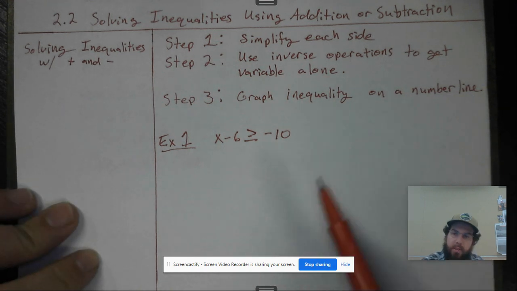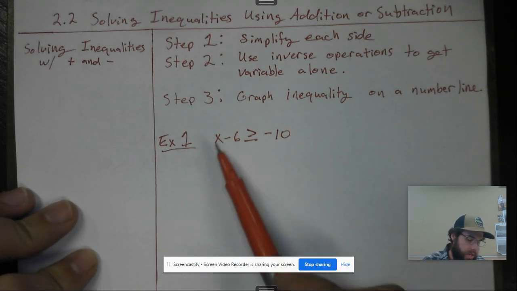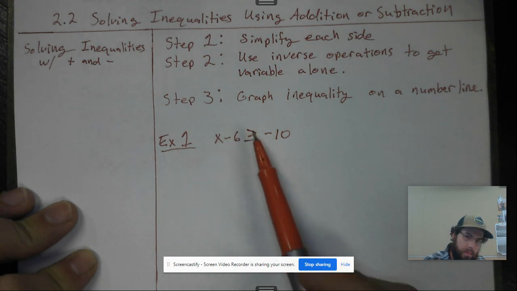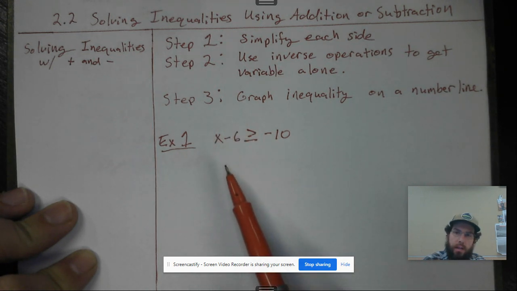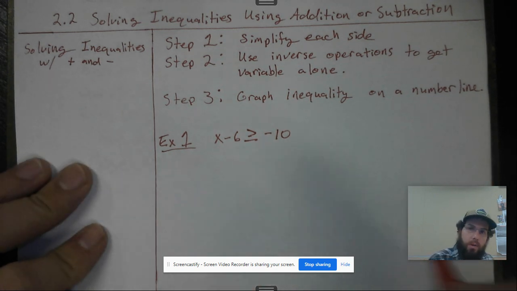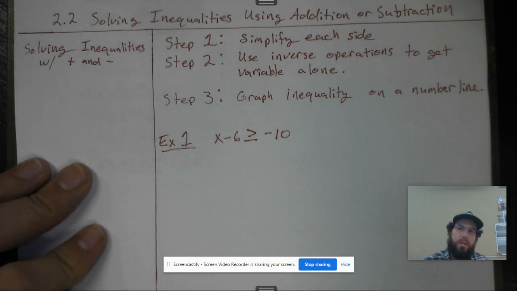Step 1 says simplify each side. So is there distribution to do on the right side? Or are there like terms that we could combine on either side? And the answer here is no. So we're done with step 1. So let's move on to step 2. Use inverse operations to get the variable alone.